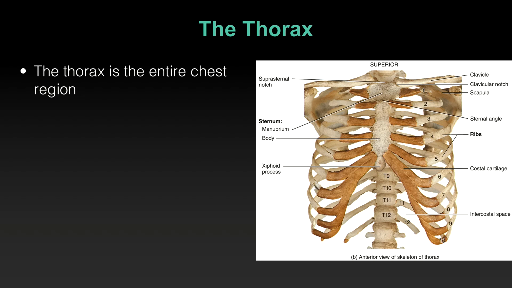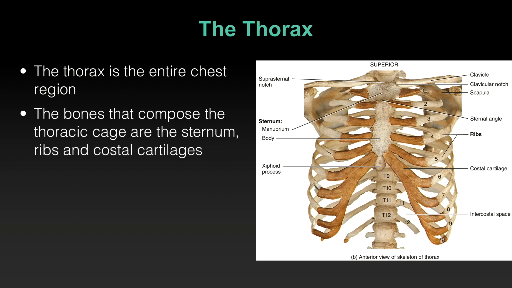So let's finish our discussion of the bones. The thorax is the entire chest, and the bones that comprise the thorax are the sternum in the front, the ribs laterally, and the bodies of the vertebrae posteriorly. That makes the thoracic cage, or the thoracic cavity. The costal cartilages are also part of that cage. They connect the ribs to the sternum. And we'll talk about those a bit more in detail as we look at articulations and the muscles associated with the ribs moving forward.